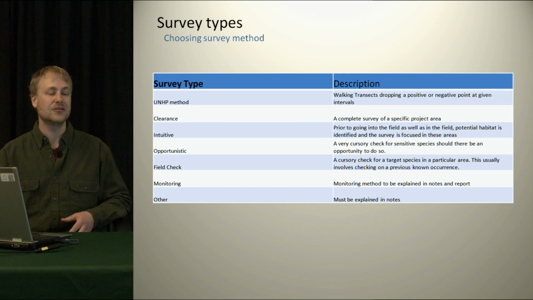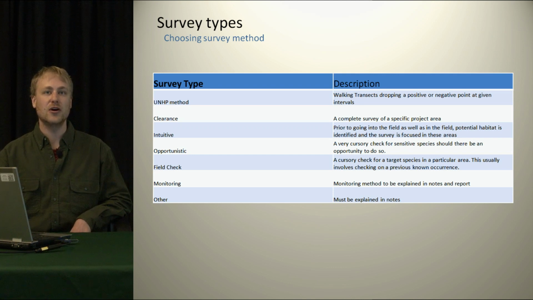Opportunistic would be if you're driving down the side of the road, heading into another survey site, and you happen to see a good hillside with a specific soil type that the plant might grow in. You decide to hop out of the car and take a point. Field check is if you're trying to check on maybe an old occurrence record that you found or something. You go to that point and you just check on the population.